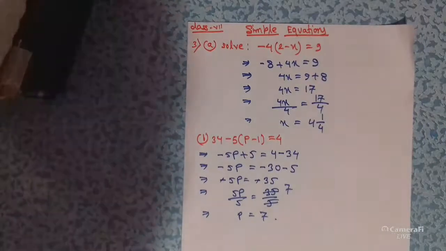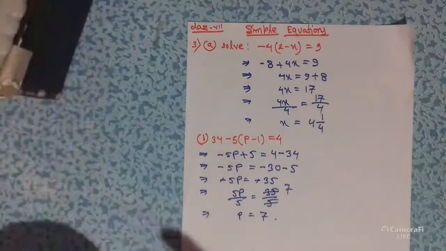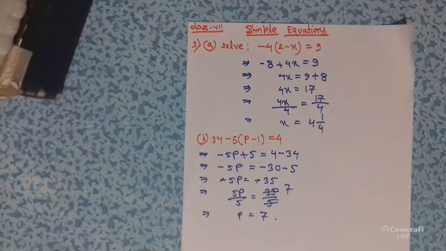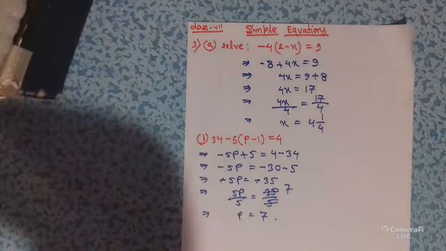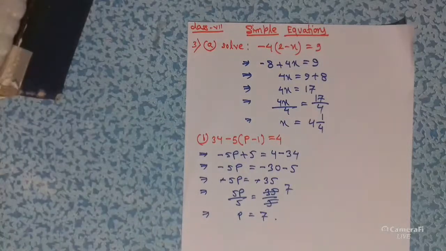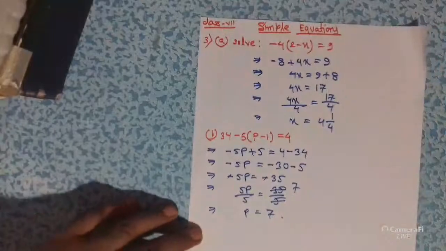Just check your calculation. So Anis has sent that p equals to 7. So Anis is right. But rest of the students, you are sending p equals to 5. That is wrong. So check your calculation.